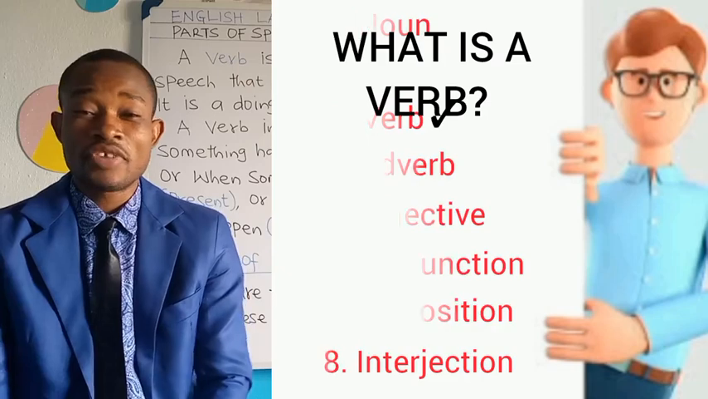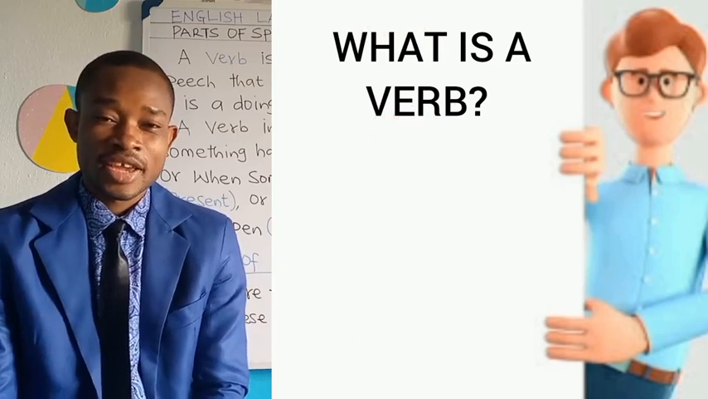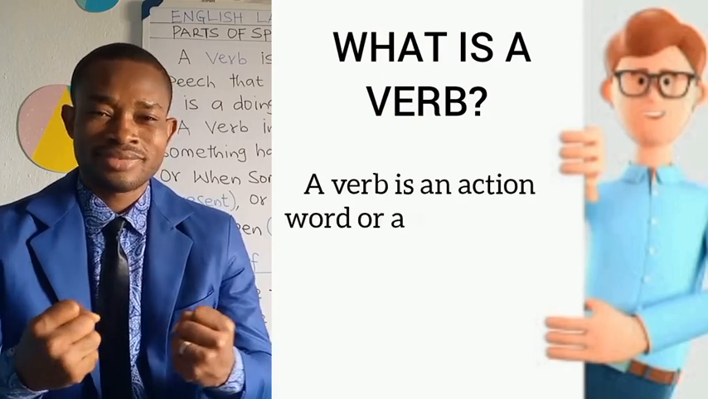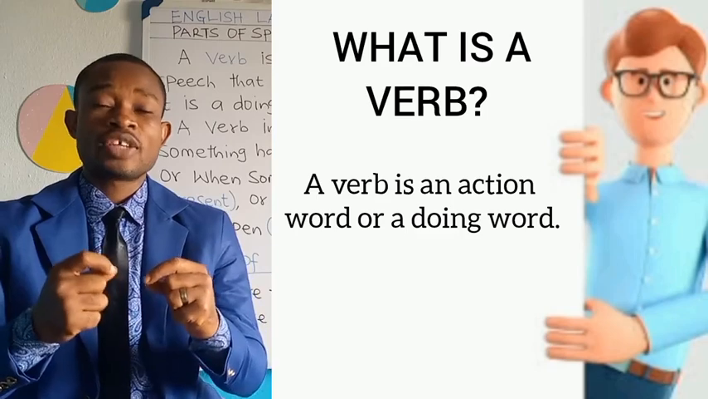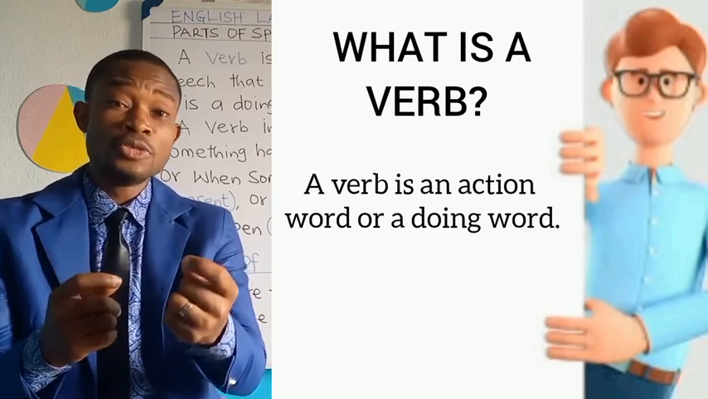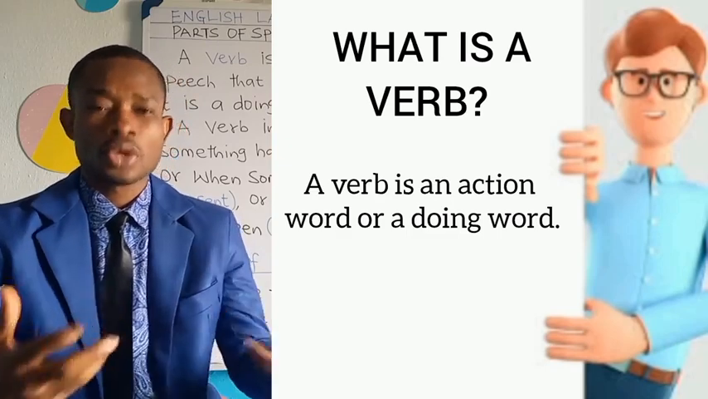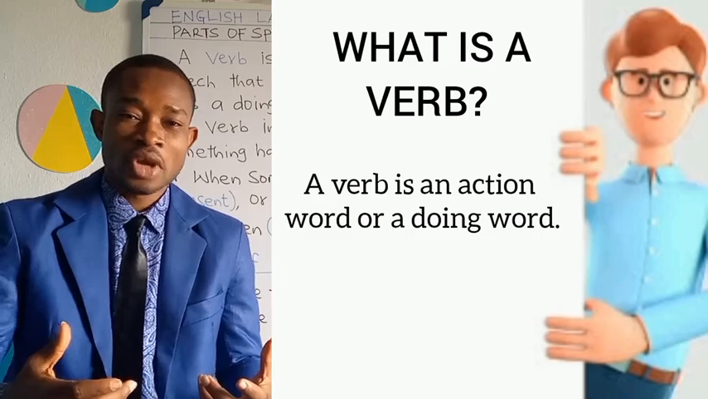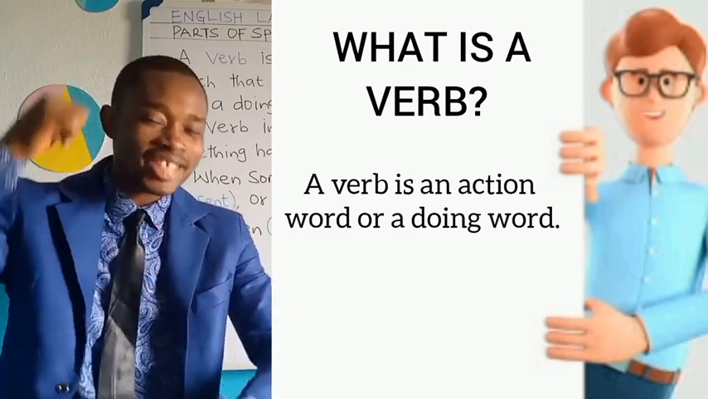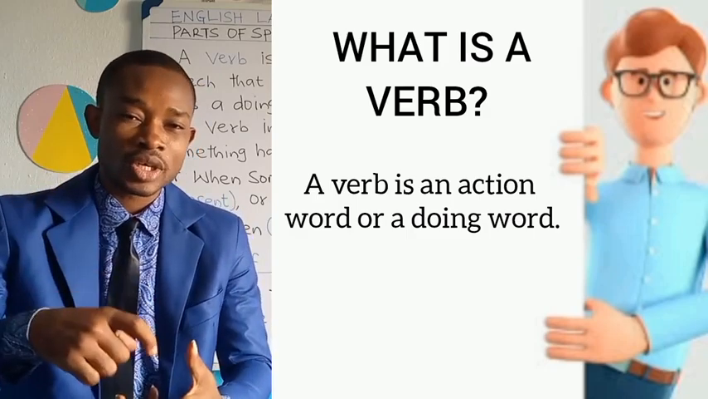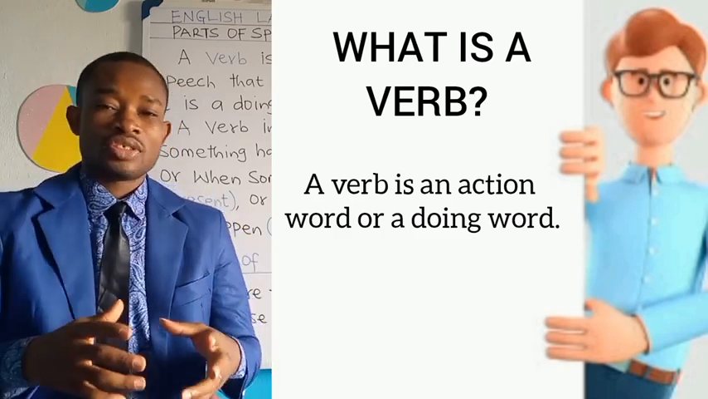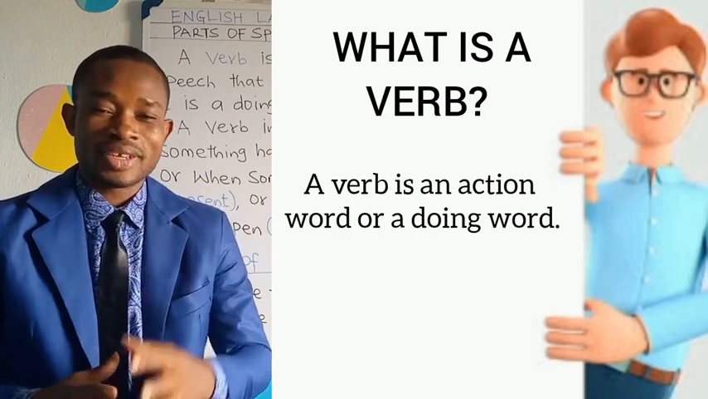So what is a verb? A verb is that part of speech that shows action, all right? We refer to it as a doing word. So any word that you use that shows action, that shows that something is happening, or that shows that something will happen, or that tells us that something had happened, that word belongs to the type of part of speech known as verb.